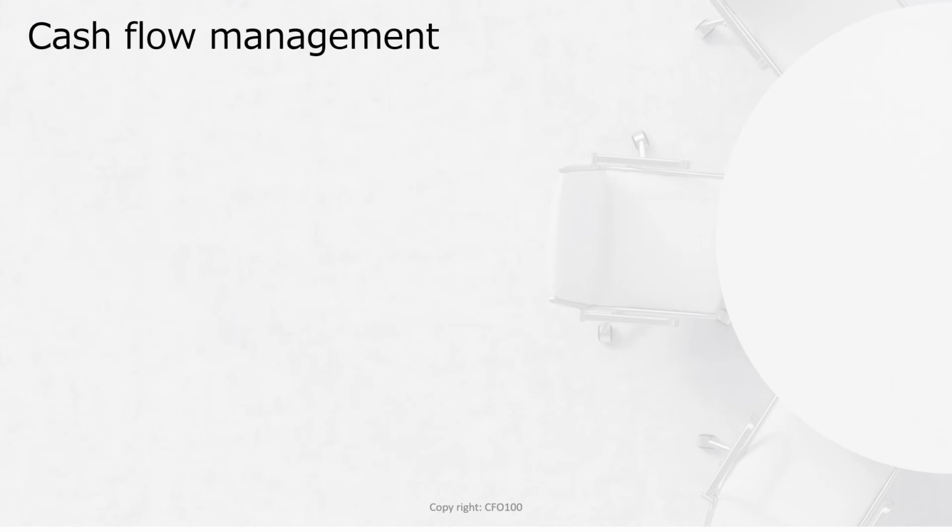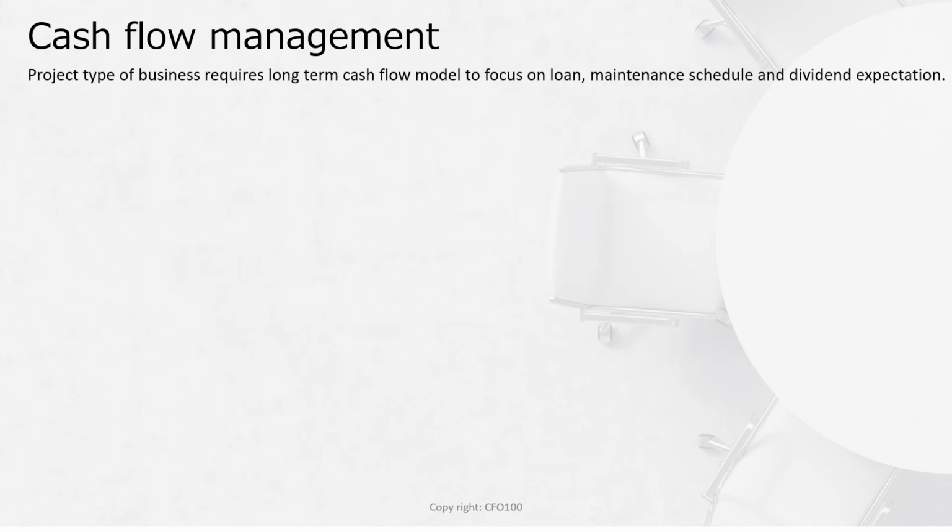When it comes to that, you look at the project type of business. There are additional focus points compared to trading and manufacturing type of business, because the project type of business usually requires a long-term cash flow model that reflects a long-term debt schedule. In this slide, you can see a cash waterfall. This is the basic concept to manage the long-term cash flow model for the project type of business.